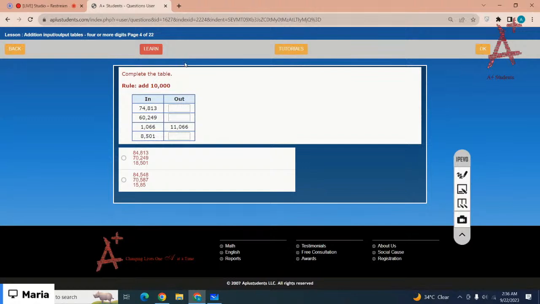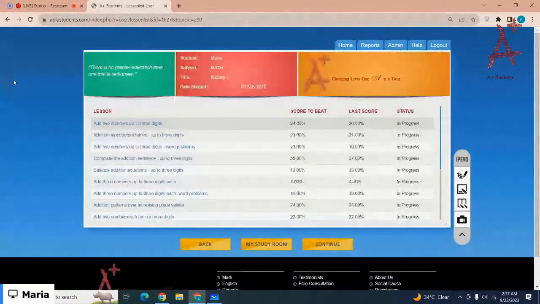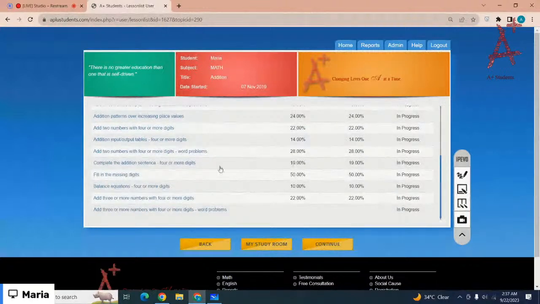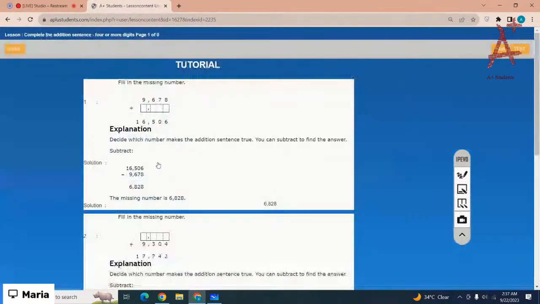Okay, you can complete the lesson by yourself later today. Let's just start with the next one because we have done with these lessons, but I just want you to do some of the practice questions, right? Okay, the next lesson is, you have to do word problems on your own, right? The next one is complete the addition sentence four or more digits. Let's just start with the practice questions.